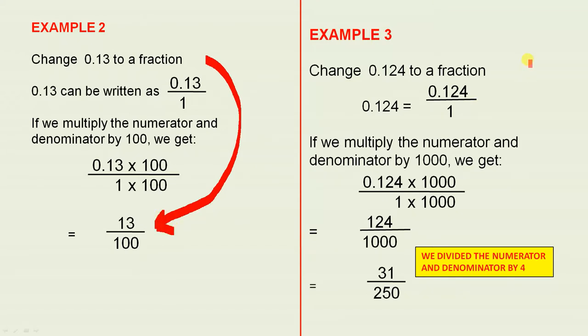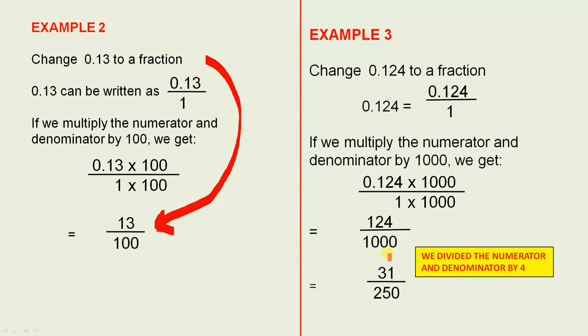Change 0.124 to a fraction. 0.124 equals 0.124 over 1. If we multiply the numerator and denominator by 1,000, we get 0.124 times 1,000 over 1 times 1,000, which gives us 124 over 1,000. Now if we divide the numerator and denominator by 4, so this is where we can simplify. Wherever you have a fraction, if you can simplify it, then you do so.